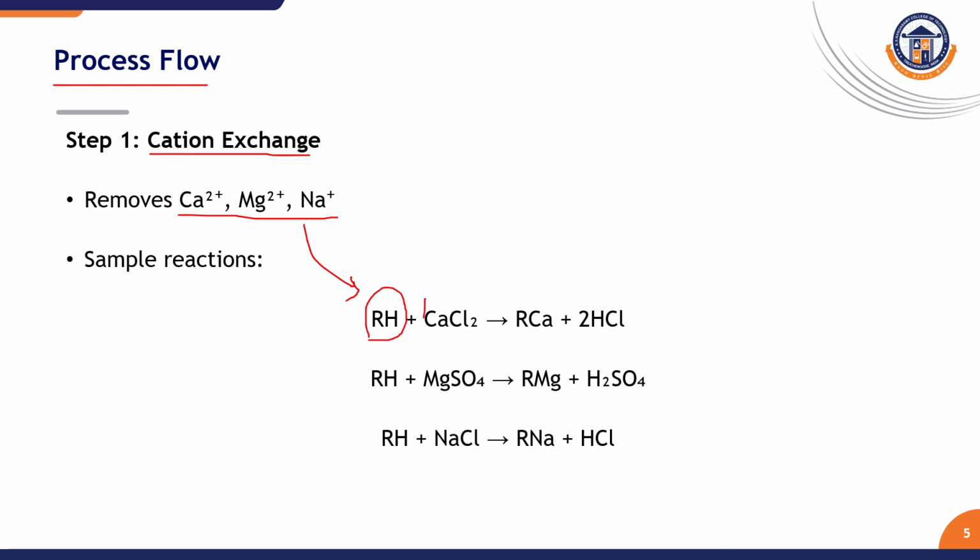When CaCl2 from water reacts with that RH, it forms RCa. It will be deposited on the resin, on the chamber. Then we are getting HCl. This will run off into the water to the next chamber. Likewise, we are having magnesium sulfate giving RMg and H2SO4 with RH, and similarly it reacts with NaCl to form RNa plus HCl.